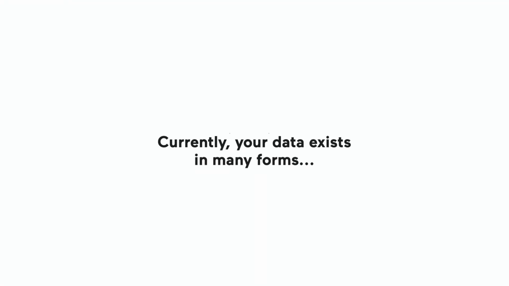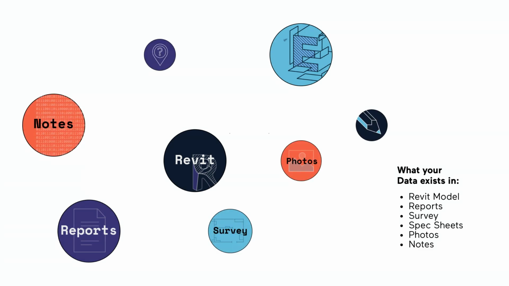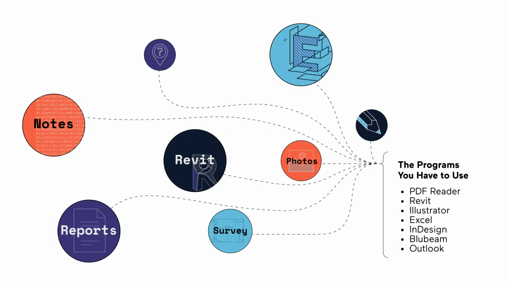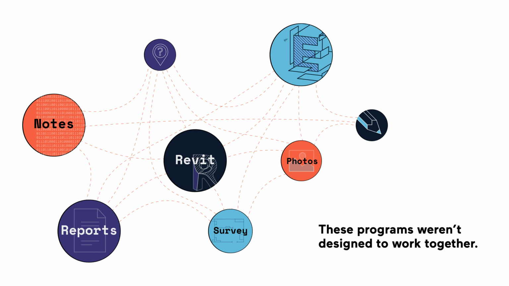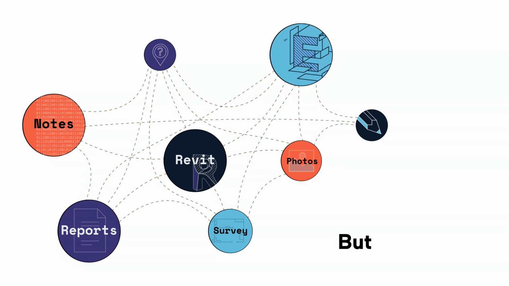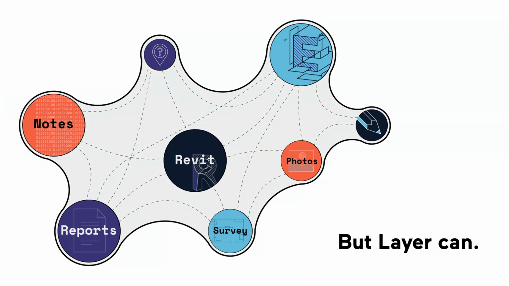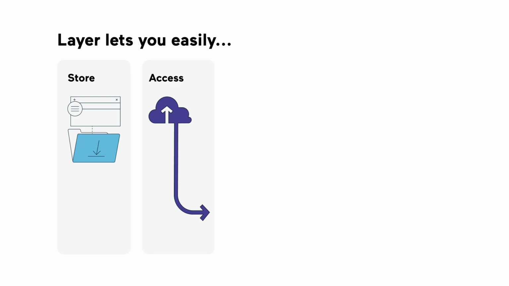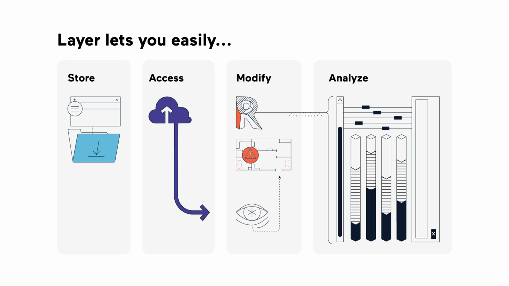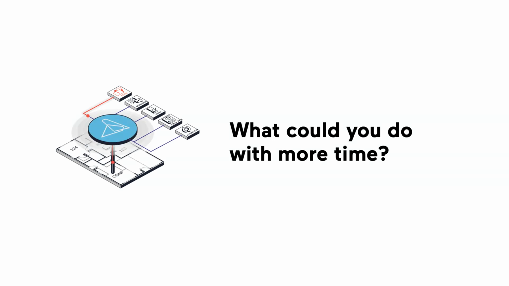Currently, your data exists in many places and many forms, and you use just as many programs to access that data. These programs weren't designed to work together, but Layer can. Layer lets you easily store, access, modify, and analyze your data, and saves you time by creating your deliverables with updated information. What could you do with more time?